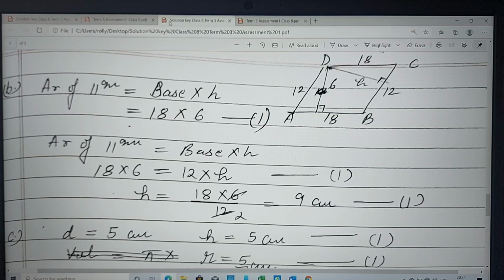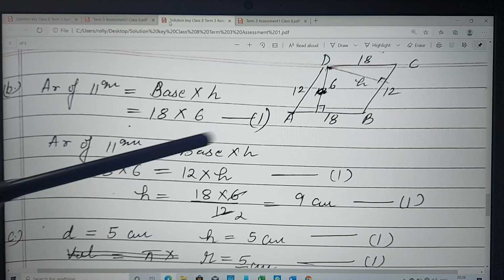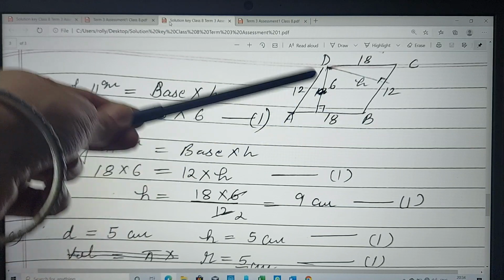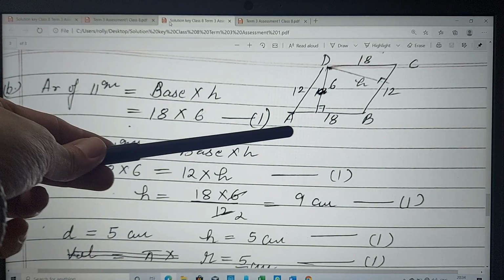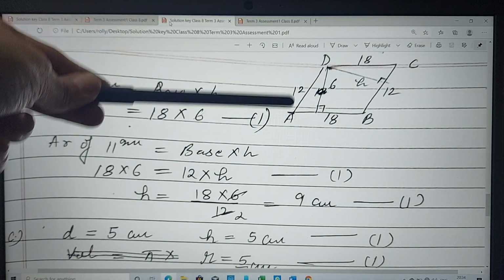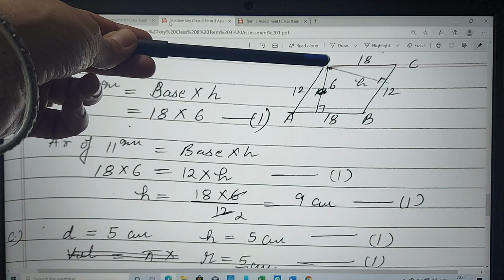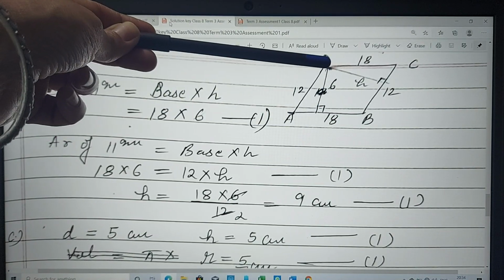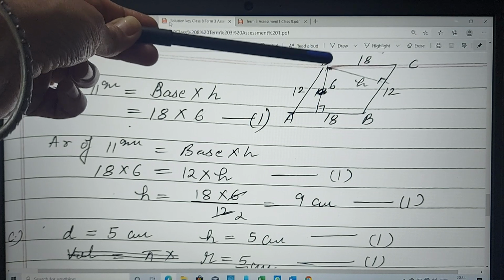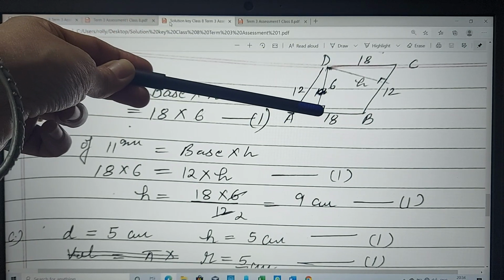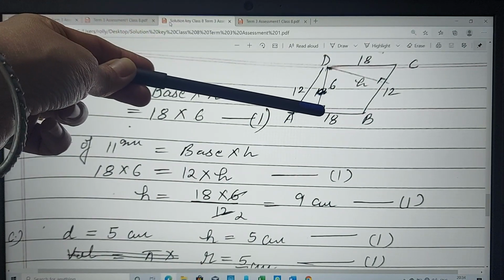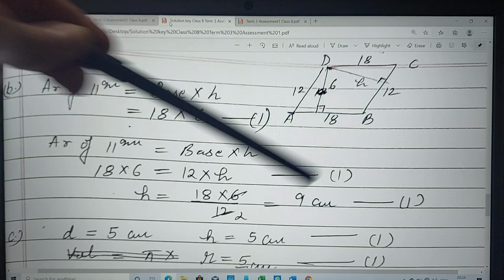Next question: a parallelogram has been given. Two adjacent sides are 18 and 12 centimeter. So I have taken AB as 18 and AD as 12. If AB is 18, CD will be 18; AD is 12, so BC will be 12. The distance between the longer sides, which are CD and AB: if we drop a perpendicular from point D, this is the height, or the distance between the longer sides.